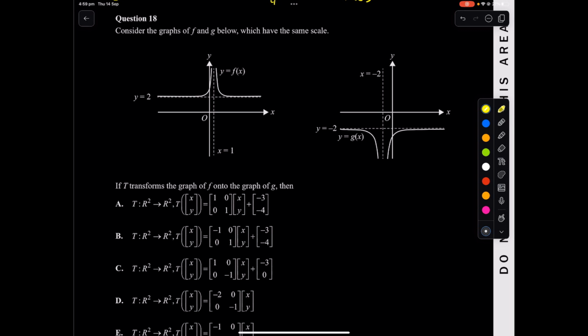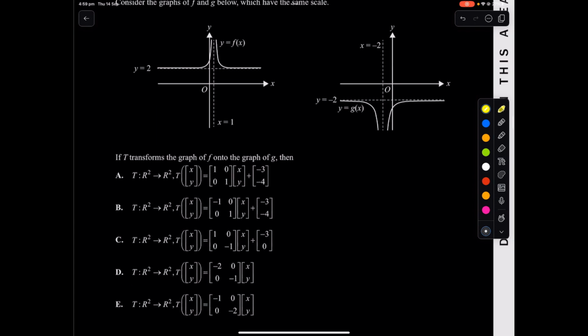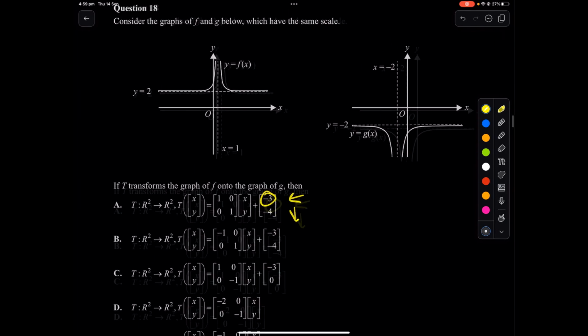Consider the graph of f and g below, which have the same scale. If T transforms the graph of f, so this one, to g, then which one of these is it? Okay, let's look at the first one. So the first one has no dilation, but there's a translation to the left by 3 units and a translation down by 4 units. Let's do that here.